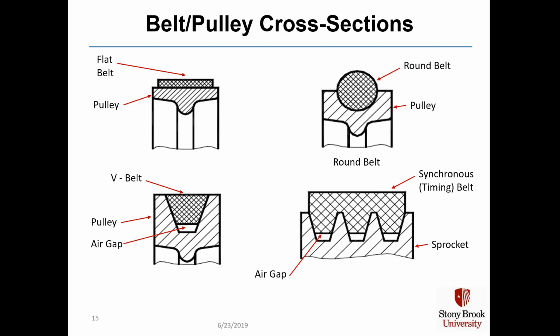The most common belt is known as a V-belt because the belt is a trapezoid where the sidewalls are in the shape of a V. And for applications where you need excellent timing and no slip between the belt and the pulley, you use what's called a synchronous or timing belt. At that point, rather than call the other structure a pulley, we call it a sprocket.